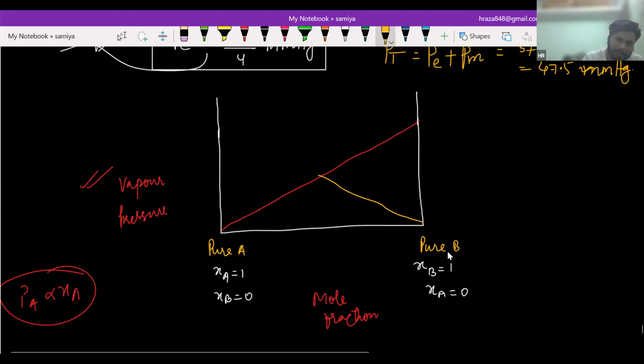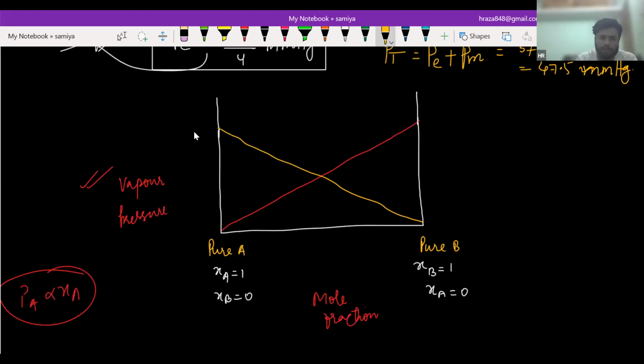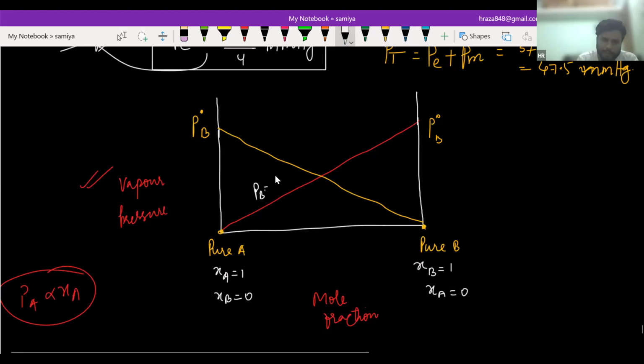Now, in the same way, partial pressure of B is directly proportional to mole fraction of B. So this is basically P naught B, since A is present here and B is present here. So this is P naught B. This graph is for PB, PB is equal to P naught B times mole fraction of B, and this graph is for PA, that is PA is equal to P naught A times mole fraction of A.